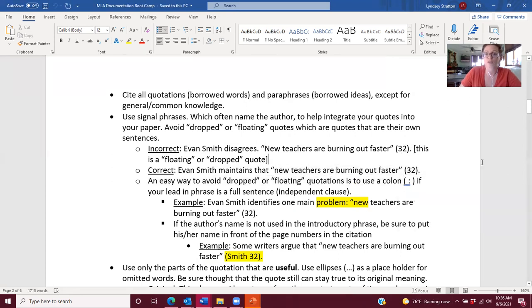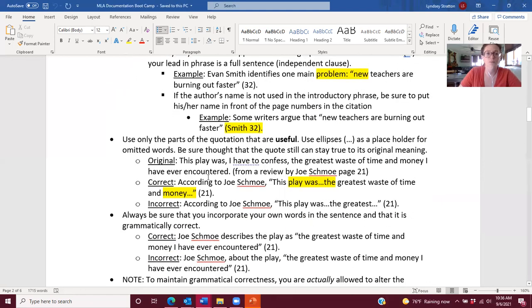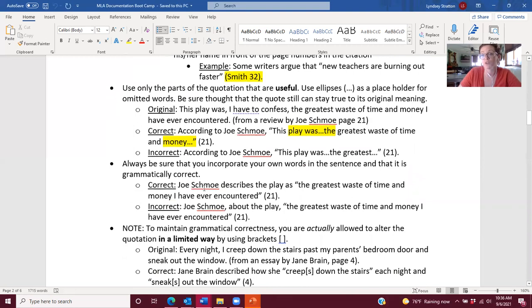Okay, so an easy way to do this, you can have a colon or a comma. So-and-so said, or as stated by. So there are some examples there. Use only the parts that are useful.